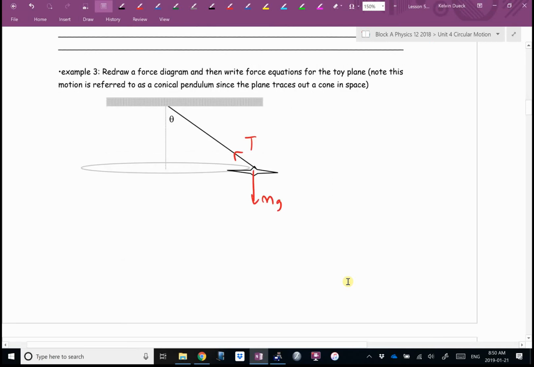So I'm going to add these tip to tail. Whenever I'm drawing vectors and adding them together, I always start with the easiest one first. So I always draw mg first.